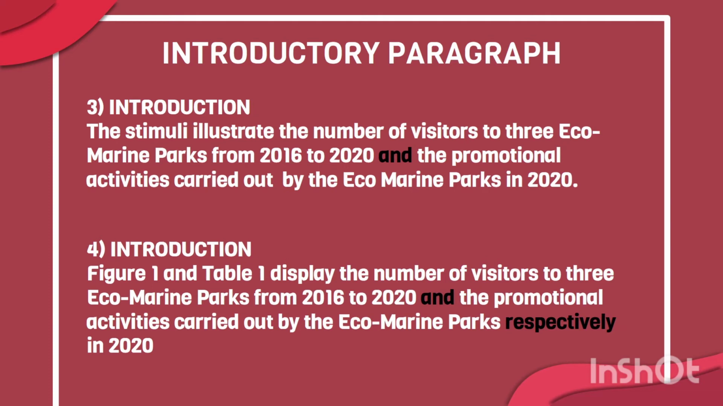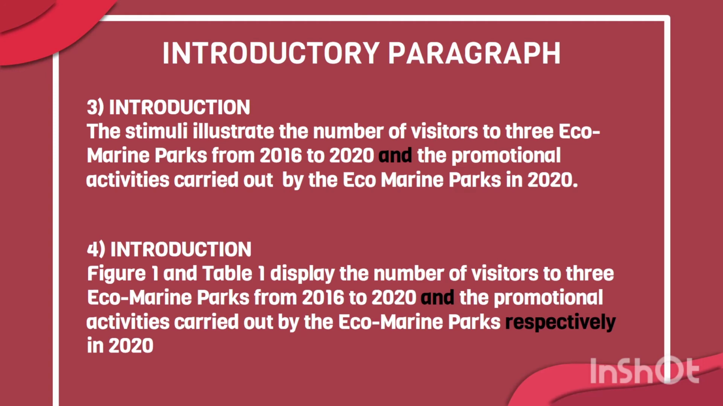Okay, example number 4. So you're going to combine these 2 visuals. Figure 1 and Table 1 display the number of visitors to 3 eco-marine parks from 2016 to 2020 and the promotional activities carried out by the eco-marine parks respectively in 2020. Why is this word respectively used in this example number 4? This word is used to complement figure 1 and table 1.